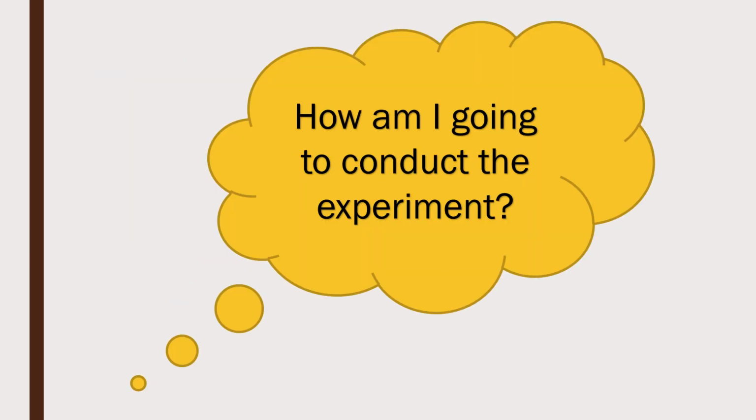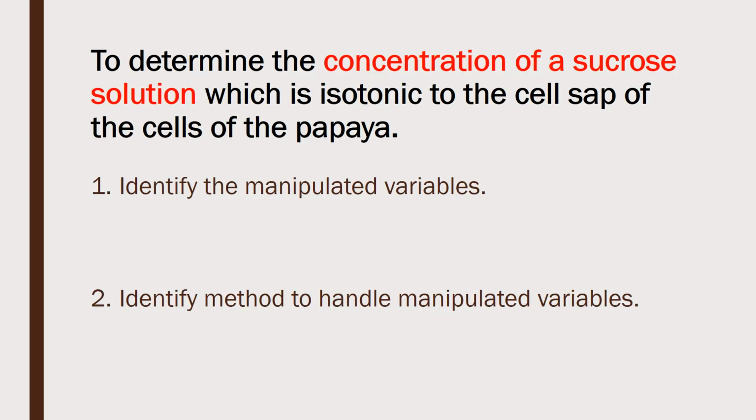Alright, here comes the most difficult part. Writing the technique used is easy, but deciding what technique I'm going to use is really hard. So, how am I going to conduct the experiment? To decide on the technique used, we have to go back to the aim of the experiment. The aim of the experiment is to determine the concentration of the sucrose solution which is isotonic to the cell of the papaya. Look at the highlighted words.